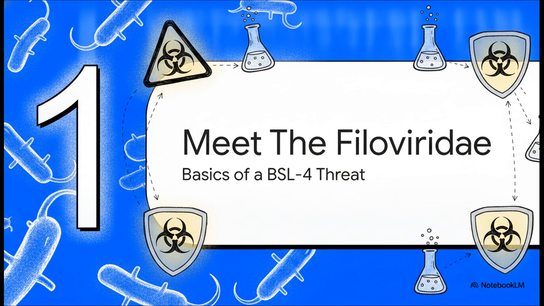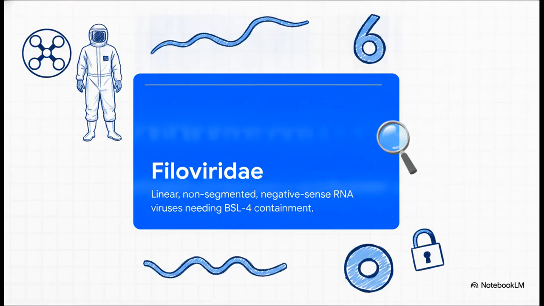Section 1. Meet the Filoviridae. The basics of a BSL-4 threat. Okay, physically, this virus is just fascinating. Filoviridae literally gets its name from its filamentous structure. It looks like this long, tangled thread, or sometimes it loops into a bizarre 6 shape. It is a completely unique look among human viruses.